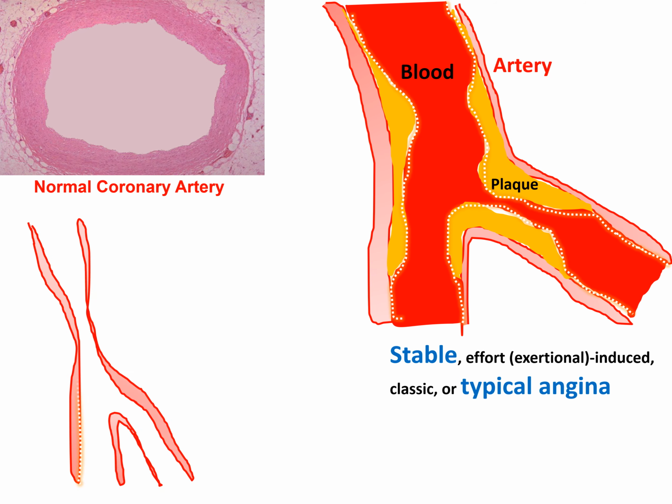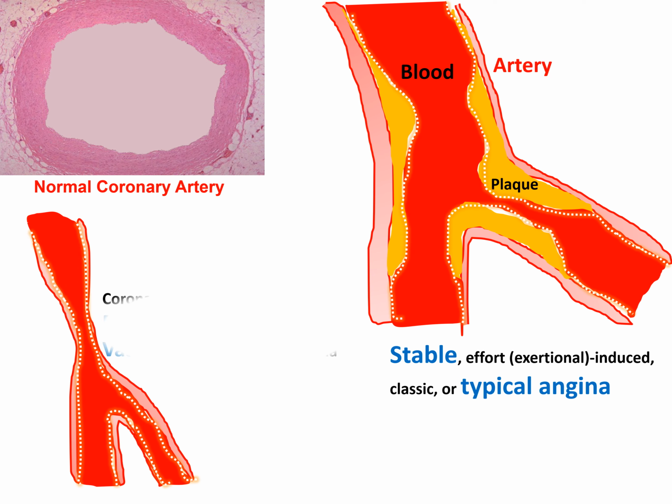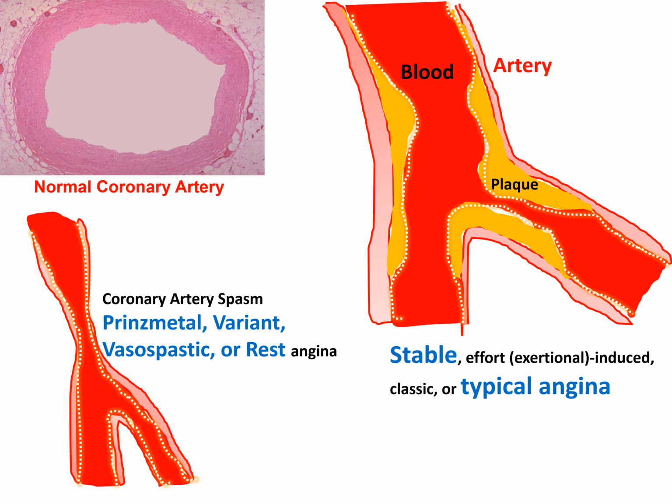The other type we call Prinzmetal angina, which usually results from a coronary artery spasm, or we call it variant angina. That usually happens at rest. In contrast, the first one that I described, the stable or typical angina, usually happens with effort, as I mentioned.